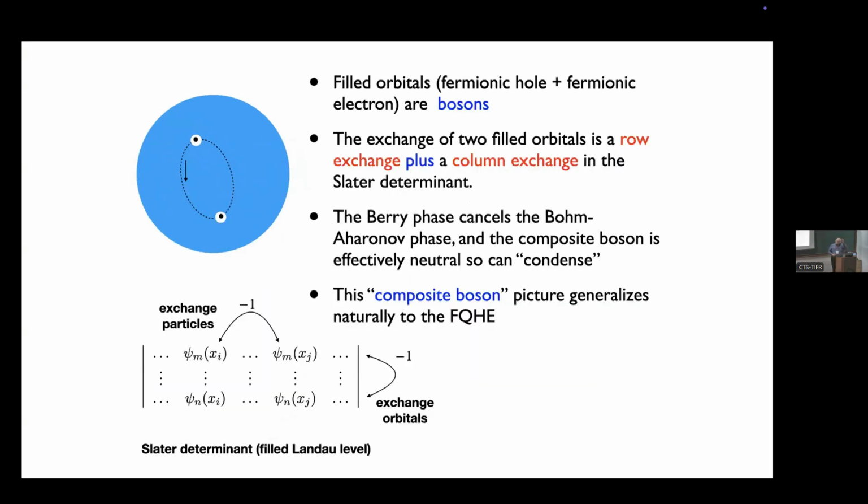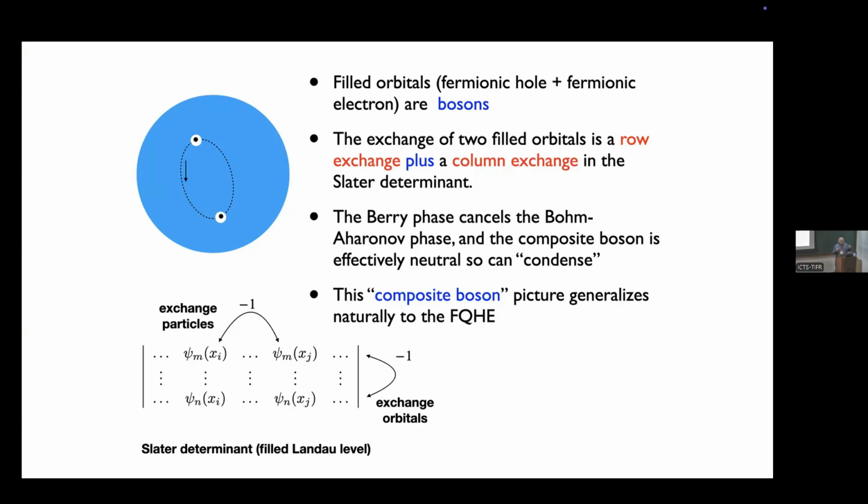So let me fill that orbital. What have I done? I've taken an electron, which is a fermion, added it to the orbital, which is a fermion. Clearly, I've got a boson. Indeed, if I pull this composite object around the path, the Aharonov-Bohm phase cancels the Berry phase of the hole. And if I exchange them, they're a boson.